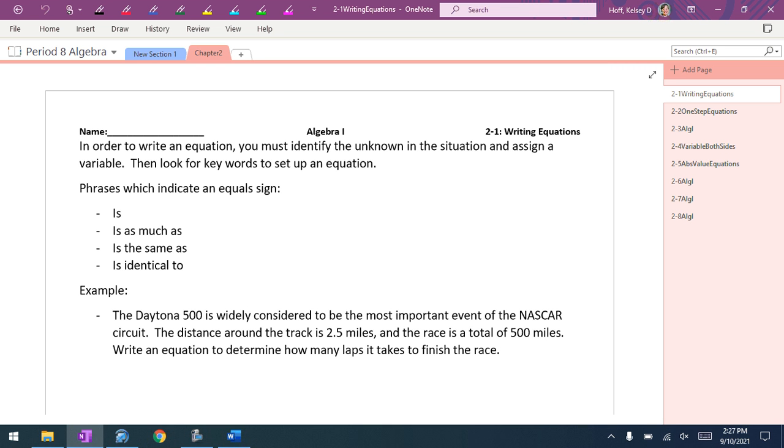In order to write an equation, you have to identify the unknown and assign a variable. Then look for keywords to set up the equation. Phrases which indicate an equal sign: is as much as, is the same as, is identical to, is equal to. When are they the same?